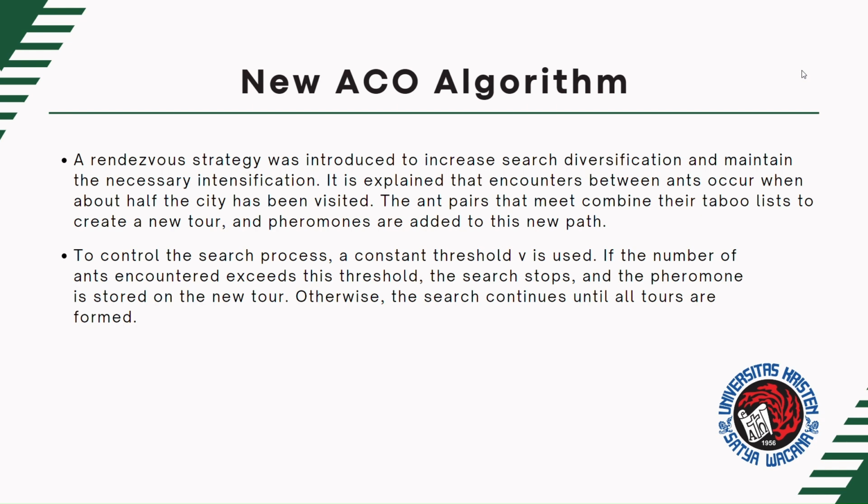It is explained that encounters between ants occur when about half the cities have been visited. The ant pair that meet combine their tabu lists to create a new tour, and pheromones are added to this new path. And to control the search process, a constant threshold is used. If the number of ants encountered exceeds this threshold, the search stops and the pheromone is stored on the new tour. Otherwise, the search continues until all tours are formed.